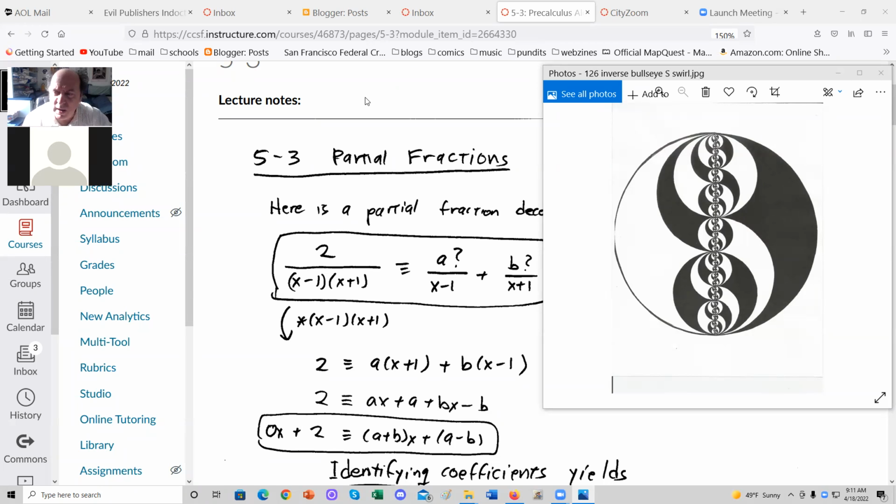The Zoom session is being brought to you by the Fractal Inverse Bullseye S Swirl.